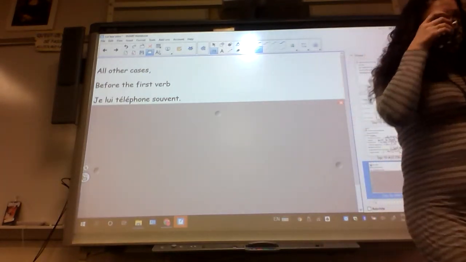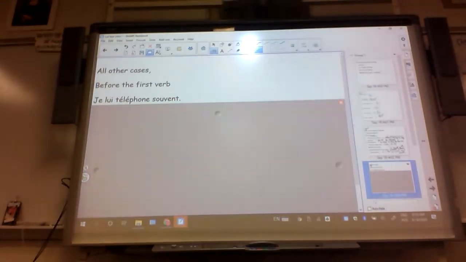Pourquoi est-ce que tu ris? One model is "Je lui téléphone souvent." I'd write down the model and then we'll talk about what it means. Je lui téléphone souvent.